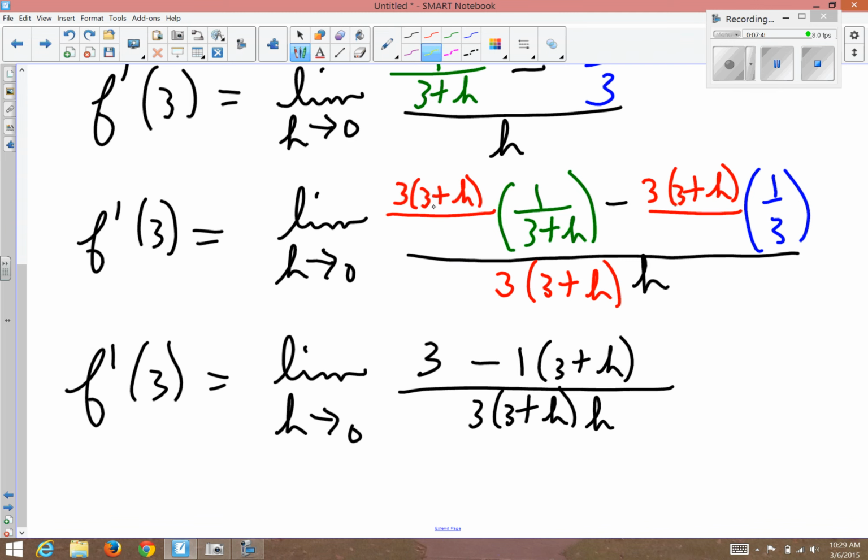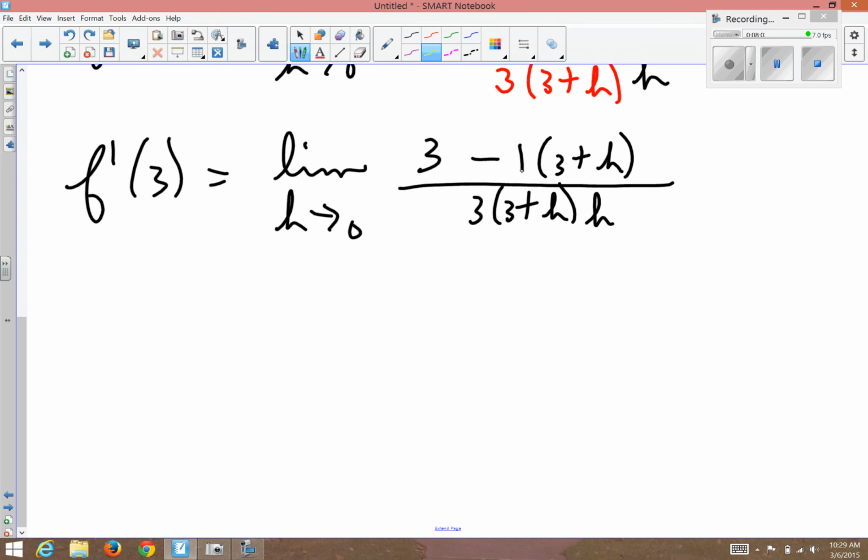So what happened here was these canceled. 3 times 1 is right here. Over here, these canceled. 3 plus h times 1 is right here, but there's a negative. On the bottom, we just copy. Distribute the negative.